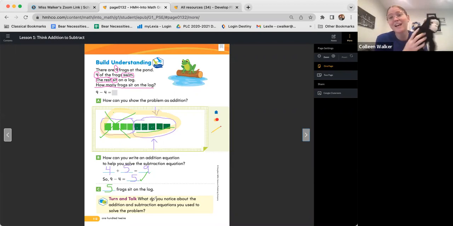Okay, friends, it's time for a turn and talk. Monkey loves to turn and talk, Monkey the mathematician. Here's our turn and talk, and you can pause and speak to your homeschool teacher. What do you notice about the addition and subtraction equations you used to solve the problem? What do you notice about them, Monkey?